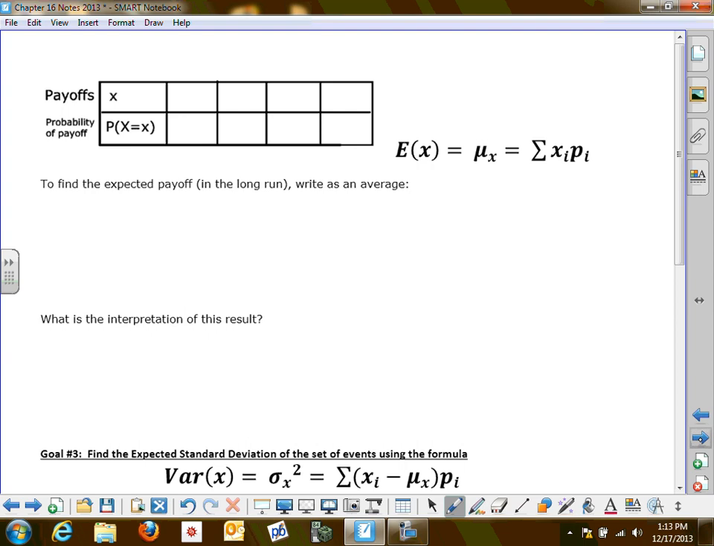So, on the next page, you have this chart here. And we're actually not going to call this payoffs. We're going to call this profit for Miss McClellan.